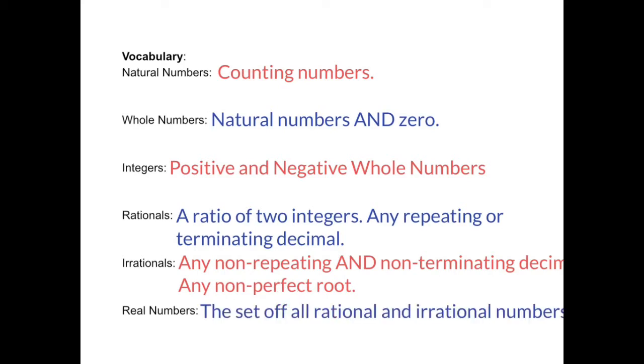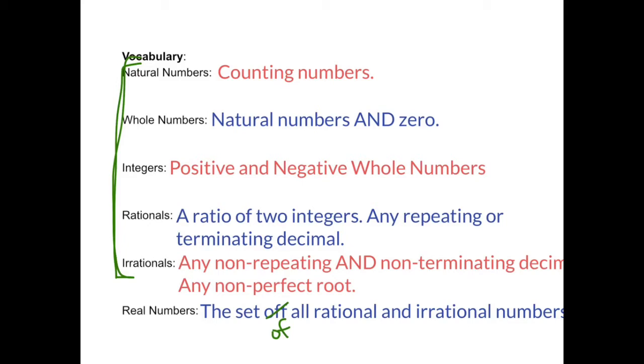When we're talking about all of these vocab words, we really started from the most specific or the simplest and got a little bit more complicated, but all of these are subsets. All of these are subsets of the real numbers. So it's the set of all rational and irrational numbers. We will get a chance in a later worksheet to really see how these all fit together.